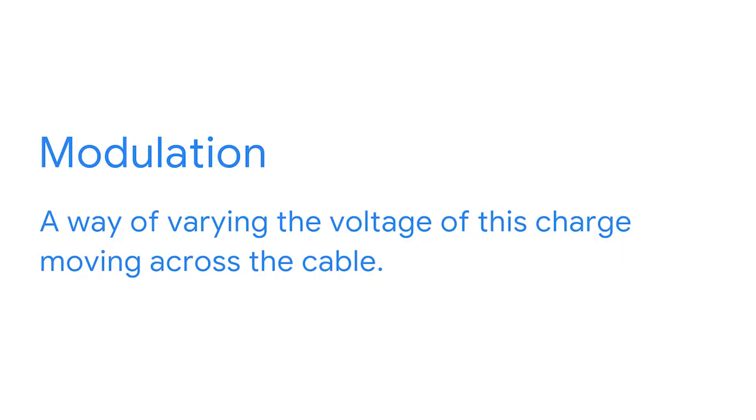A standard copper network cable, once connected to devices on both ends, will carry a constant electrical charge. Ones and zeros are sent across those network cables through a process called modulation. Modulation is a way of varying the voltage of this charge moving across the cable. When used for computer networks, this kind of modulation is more specifically known as line coding.